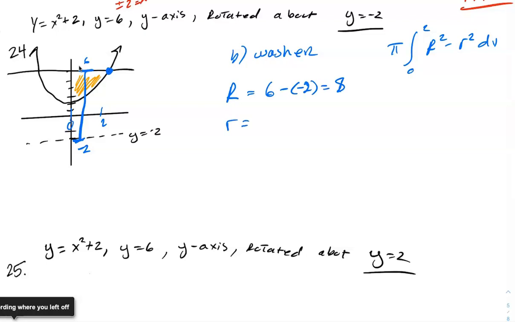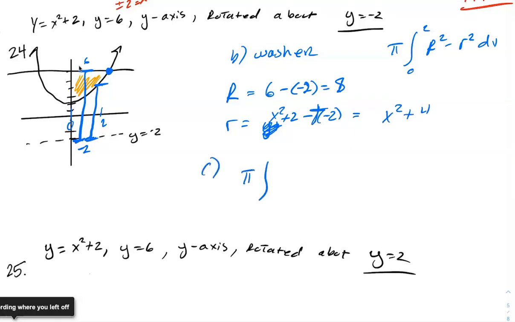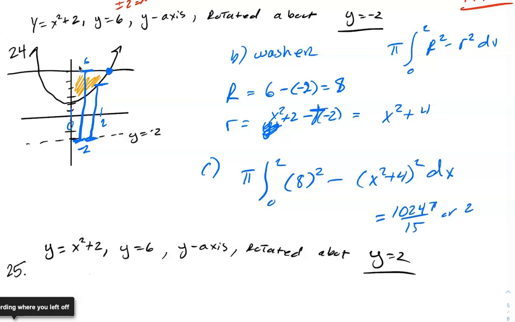My little r is a smaller one all the way down to negative 2. So that's going to be x squared plus 2 minus negative 2. Or if you want, x squared plus 4. Well, negative makes it positive. So if we put it into our formula, we get this. Pi times the integral from 0 to 2 of my big R, 8, squared minus my little r, x squared plus 4, squared dx. Plug it in, you get 1024 pi over 15, or 214.466.